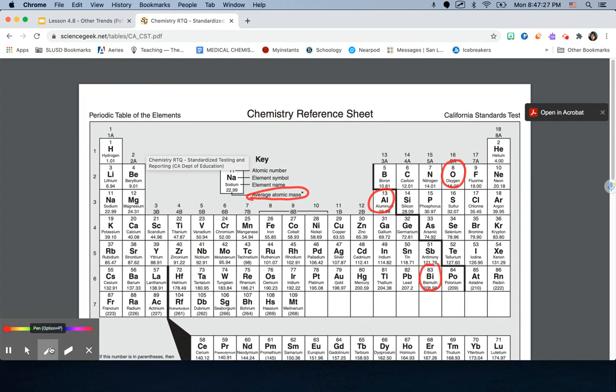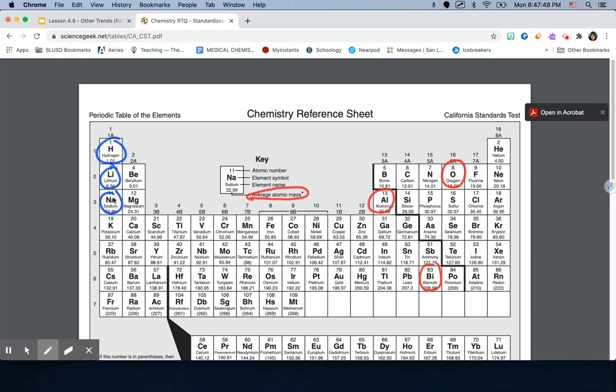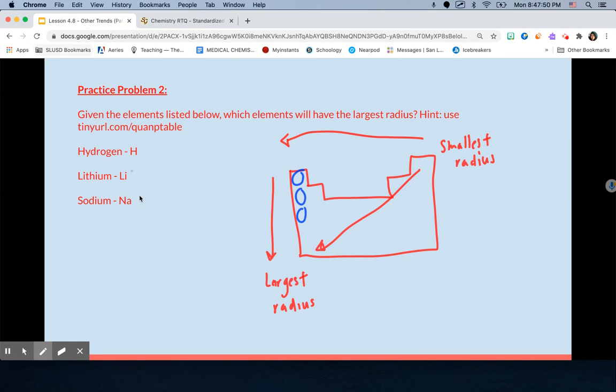Let's choose a different color. Hydrogen, lithium, and sodium. Look at that, all lined up. They're like here, here, and here. So which one has the largest radius? Well, remember my radius gets bigger as I go down. So the one furthest to the bottom, sodium, Na, will have the largest radius, right?